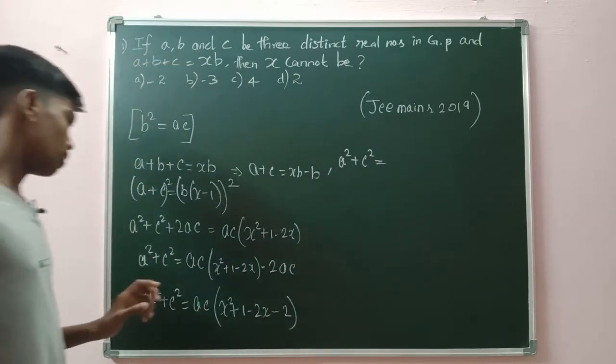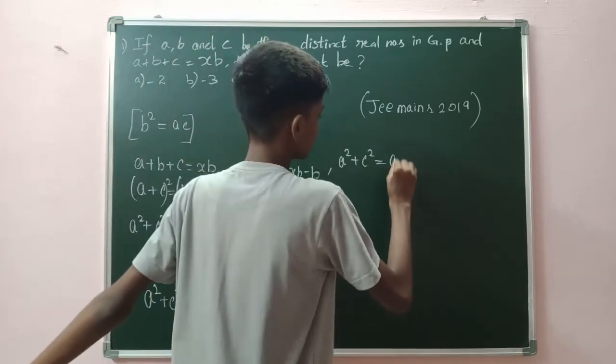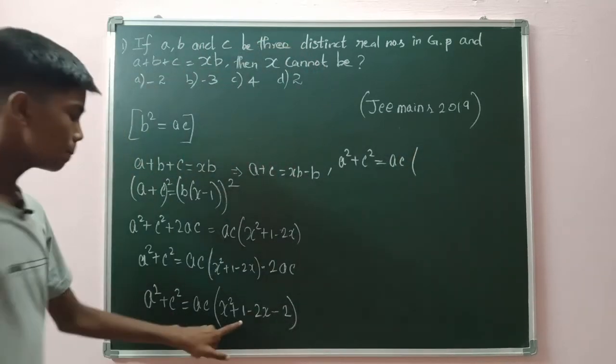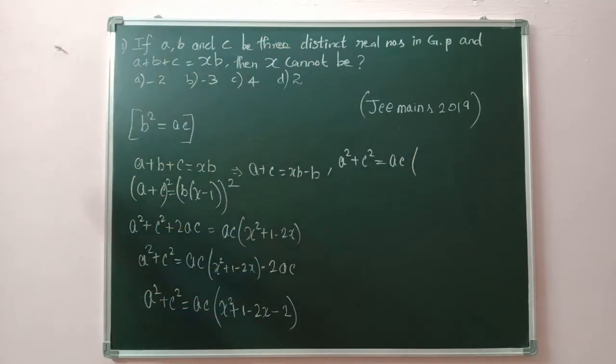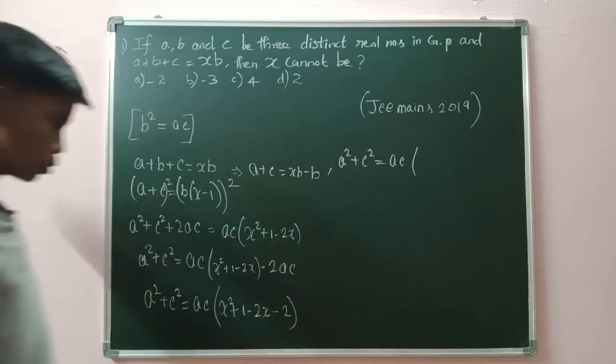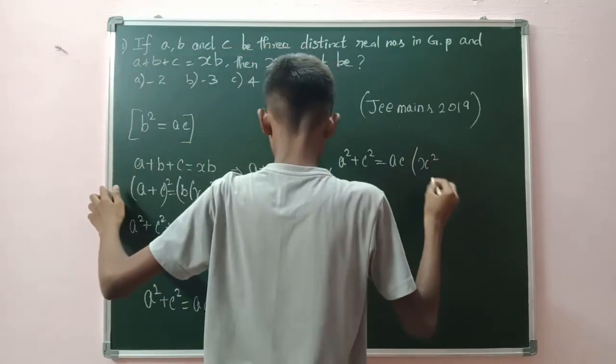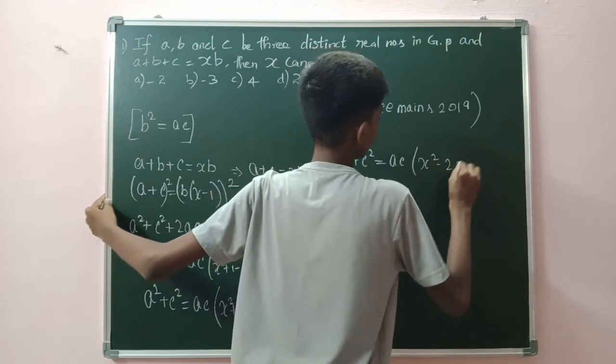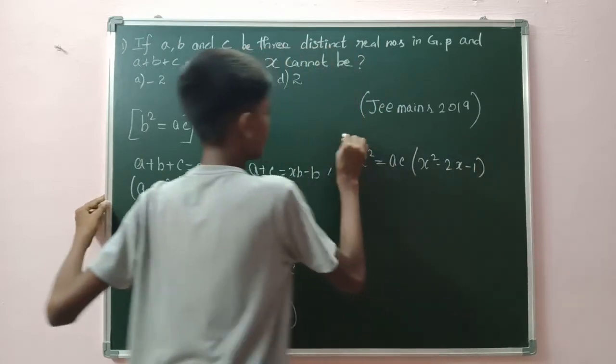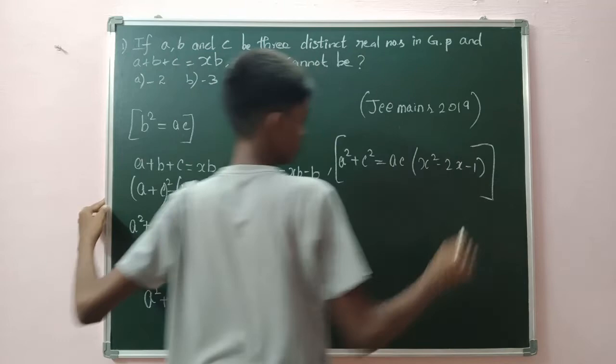Finally you'll get a square plus c square as AC into x square plus 1 minus 2x minus 2. So 1 minus 2 is minus 1. So I can write it as x square minus 2x minus 1. Correct now?